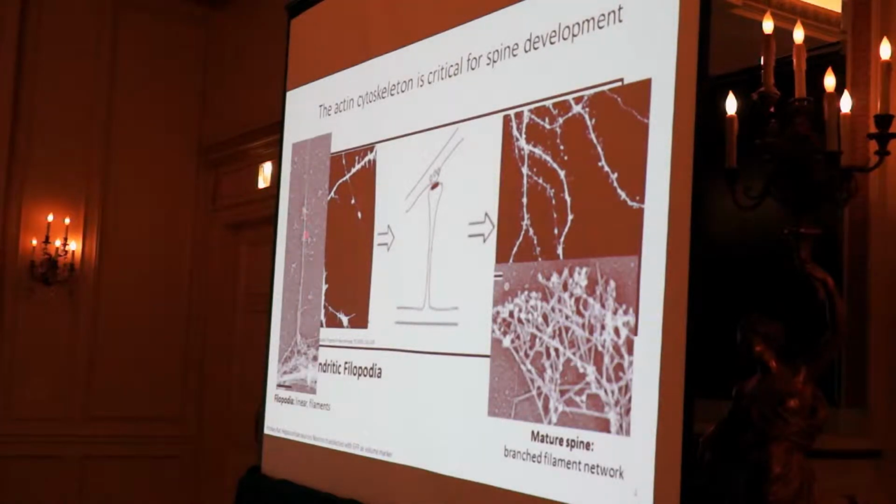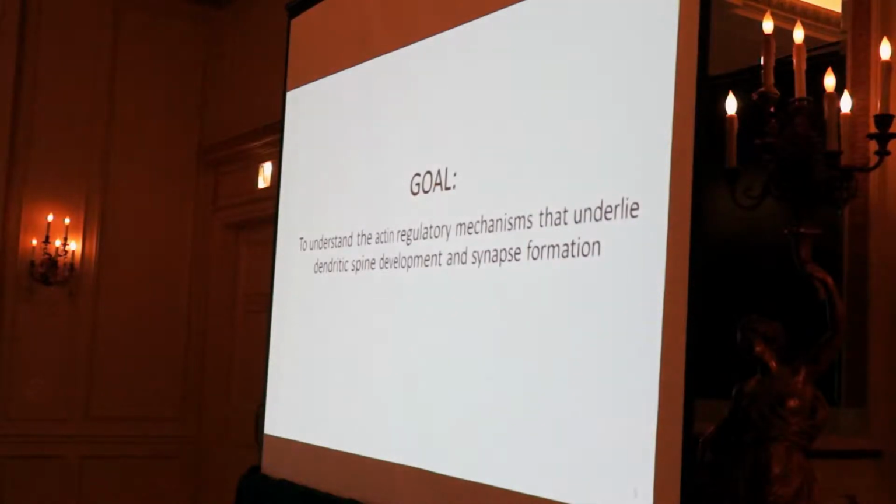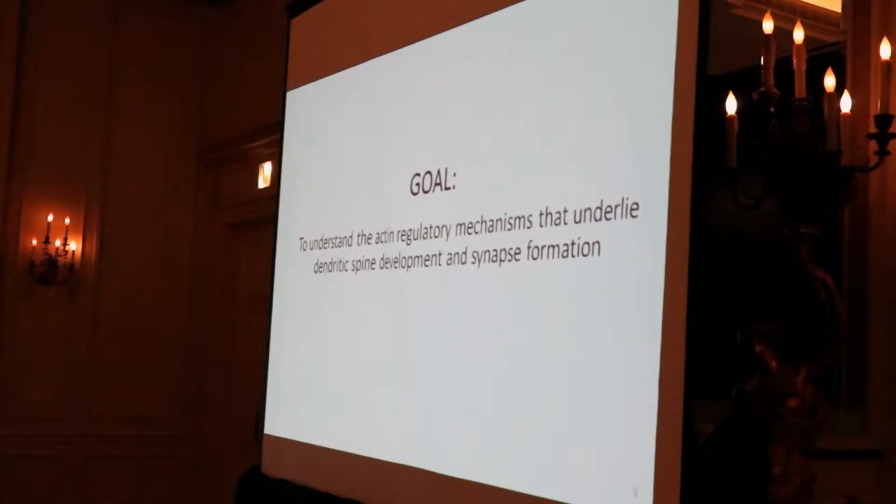And so here I'm showing you an EM image of the actin cytoskeleton in filopodia, and you can see that as opposed to the linear filaments that you see in filopodia, in the mature spine you have a predominantly branched network. And so, as you can imagine, there's spatiotemporal regulation that activates binding proteins to spur this change. And so my lab is focused on the actin regulatory mechanisms that happen during dendritic spine development and synapse formation.